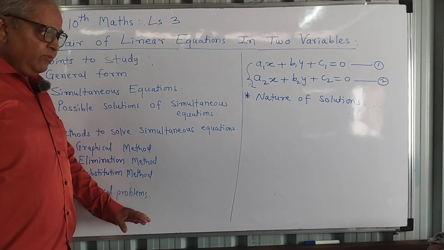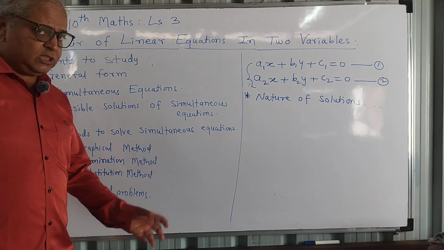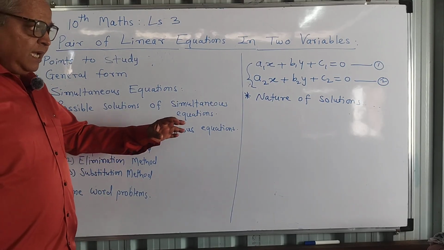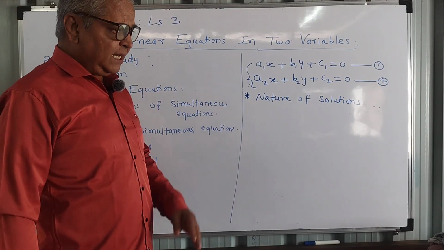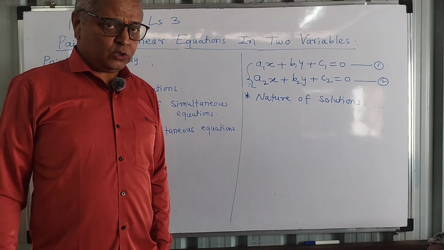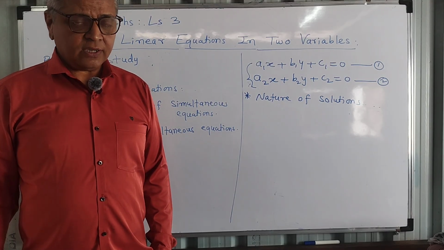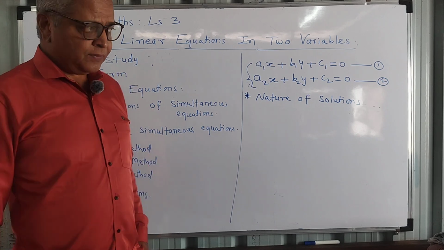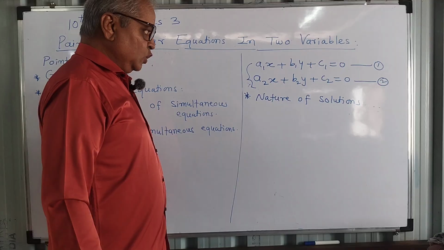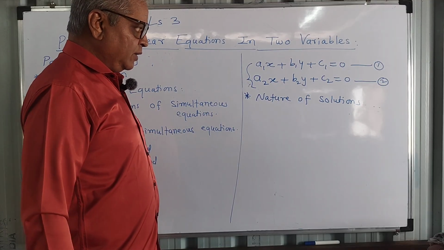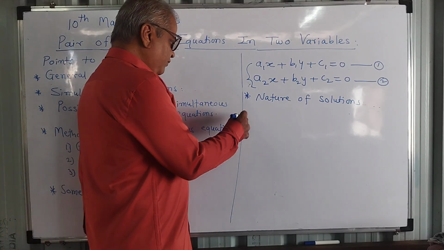Now here we will find the nature of solution without solving equations. Equation न सोडवता आपण याचे nature of solutions find out करू शकतो. There are three types of natures. One is unique solution, second is no solution, and third is infinitely many solutions. How to find nature of solution? Only by taking the ratios of a1 and a2, that is a1 upon a2, b1 upon b2 and c1 upon c2.